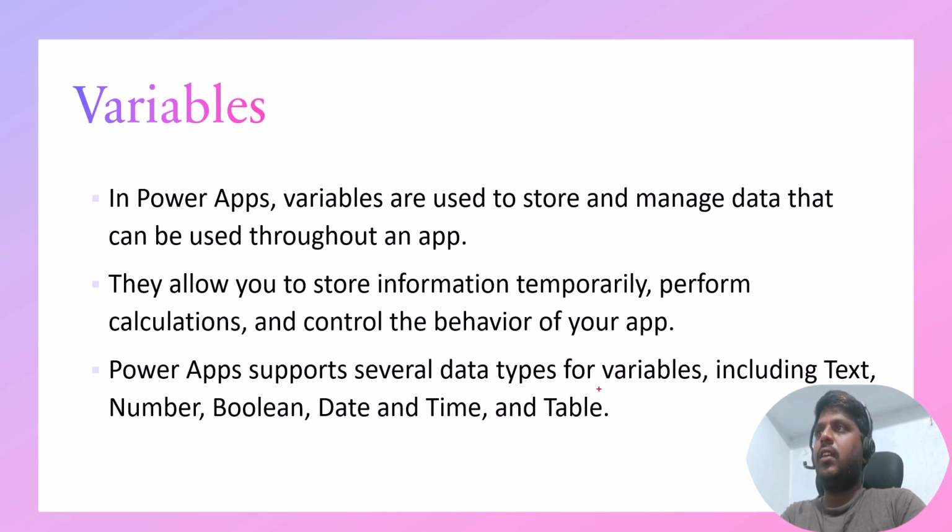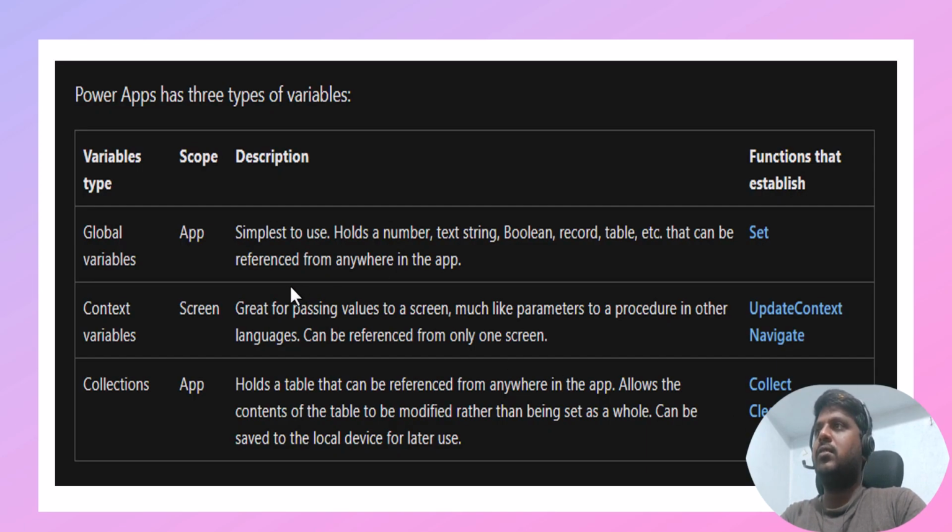Here we have three different types of variables. The first one is called global variables, the second one is called context variables, and the third one is called collections. Global variables are applicable throughout the app. Context variables are applicable only within a particular screen, and collections, again, are applicable throughout the app.